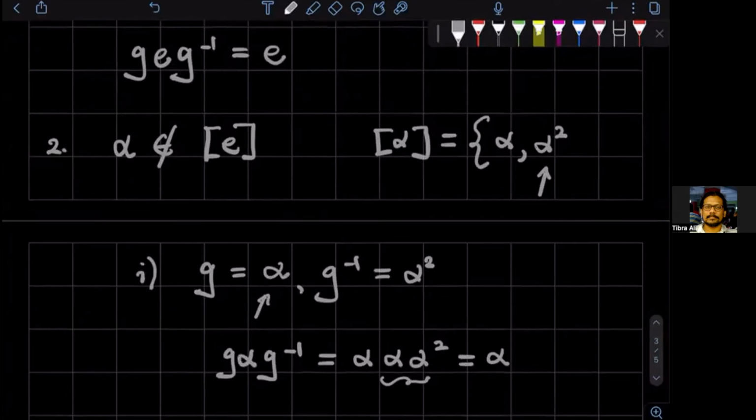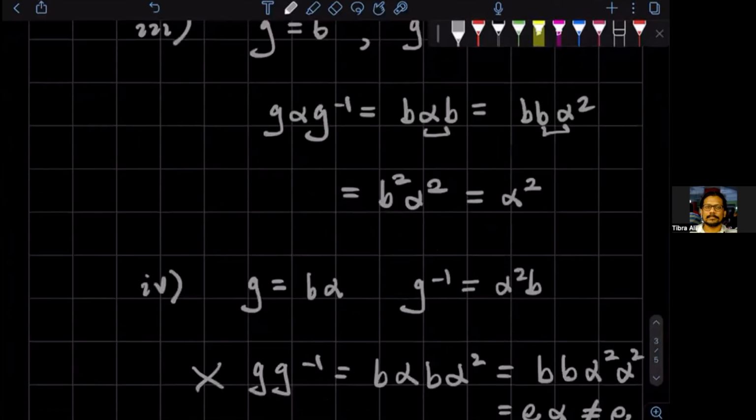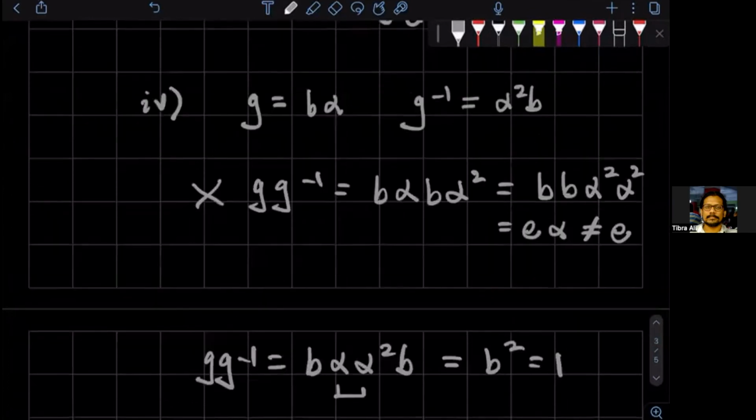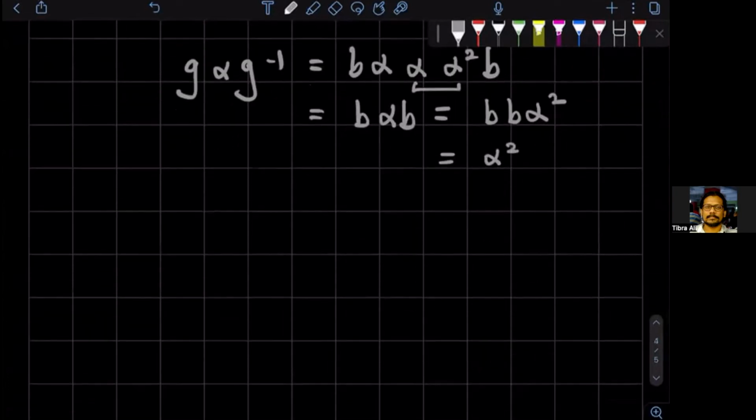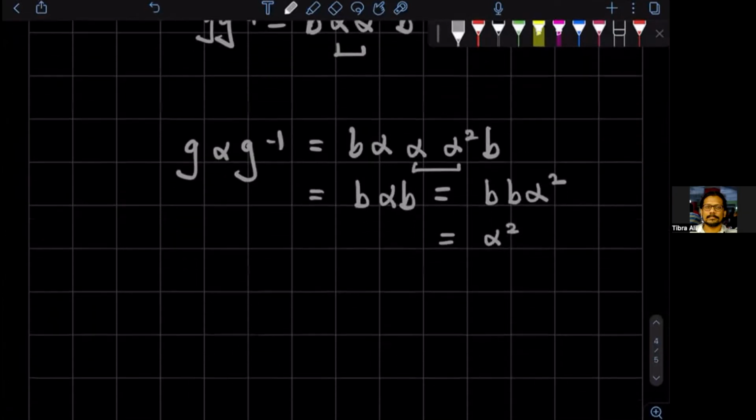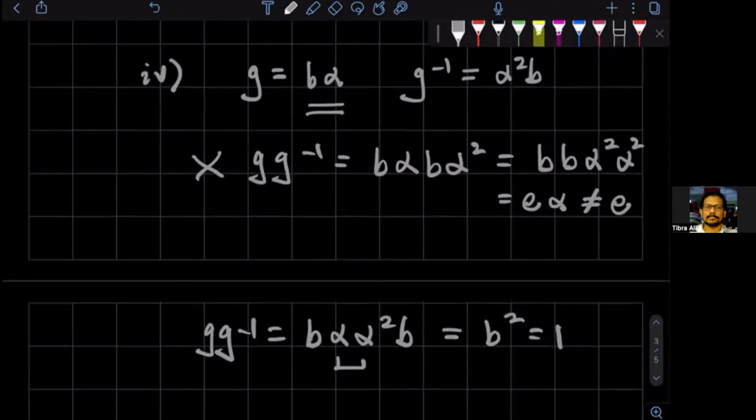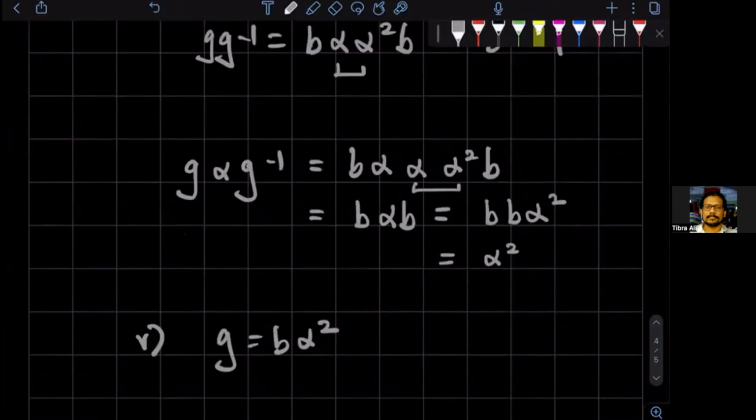So by conjugating by B alpha, we don't get a new element, right? So we now have one left, which is the last element, which is when G is B alpha squared. Of course, from this one, can you guess what G inverse will be?